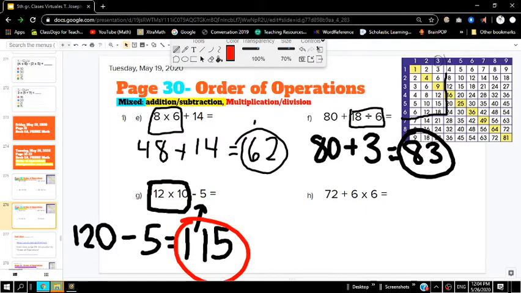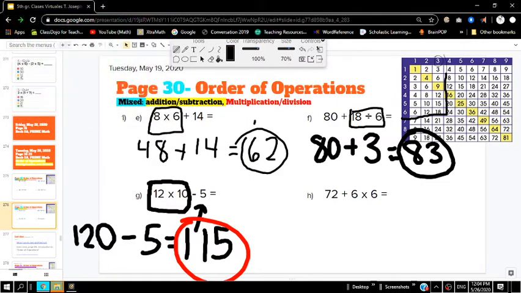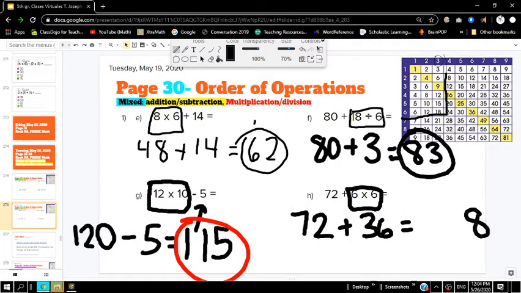Okay, let's do that last problem. Last problem says that we need to multiply 6 times 6 first. 6 times 6 is 36. And we take 72 plus 36. 6 plus 2 is 8. And 7 tens plus 3 tens is 10 tens. So 108 is our final answer. All right, now those are pretty simple problems.